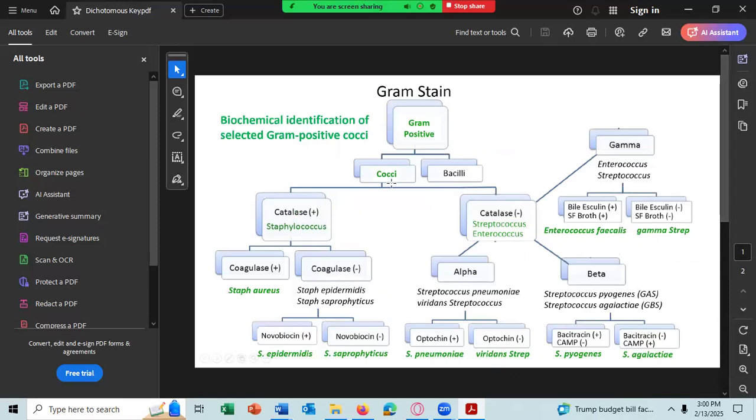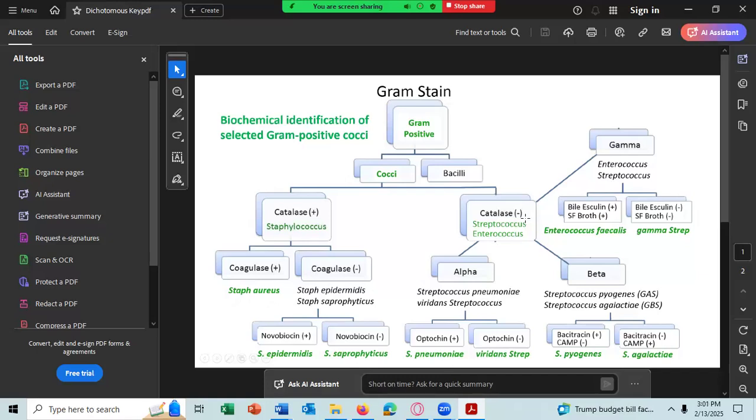After you have the cocci, you can then split the cocci into those which are catalase positive and those which are catalase negative. I'll go with the catalase positive. Those will be Staphylococcus species, and then you can do the coagulase test. If it's coagulase positive, it's Staphylococcus aureus. If it's coagulase negative, it'll be either Staphylococcus epidermidis or Staphylococcus saprophyticus, and we're ignoring other members of the Staphylococcus genus. And then you can separate these two out by using the novobiocin test. Any question about any of that?